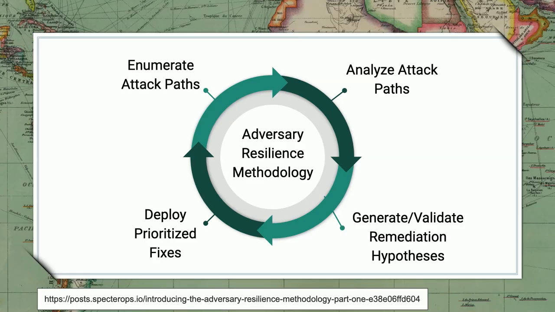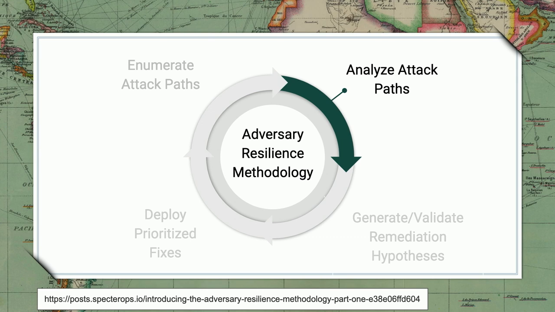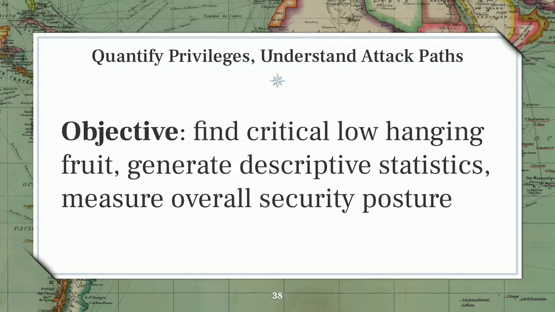This is what our methodology looks like. Starting in the top left, we enumerate attack paths, that's using Bloodhound. We analyze the attack paths to understand what patterns we can ferret out from that data. And then the most difficult part of this methodology is in generating and validating those remediation hypotheses. And then finally, we deploy our prioritized fixes and start all over again. We're going to focus here initially on analyzing these attack paths that Bloodhound shows us. So our objective here, we want to find critical low-hanging fruit. We want to generate basic descriptive statistics and measure our overall security posture in Active Directory based on these misconfigurations and user behaviors.